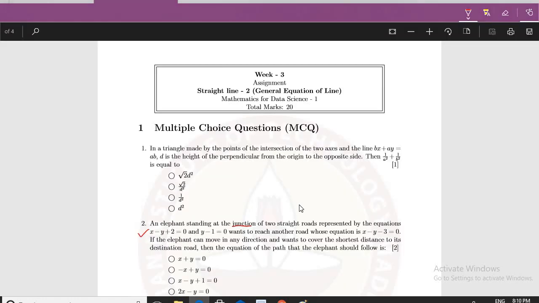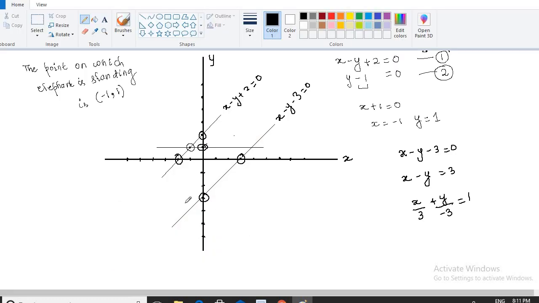Now in the next line it said that the elephant can move in any direction and wants to cover the shortest distance. It means he can move in any direction, but at the same time he wants to cover the shortest distance to the destination road. So from this very point, which path is he going to take to reach his destination road by covering the shortest distance?